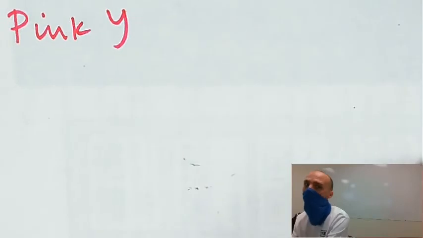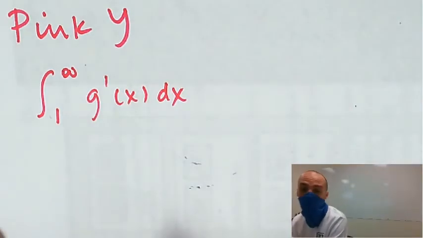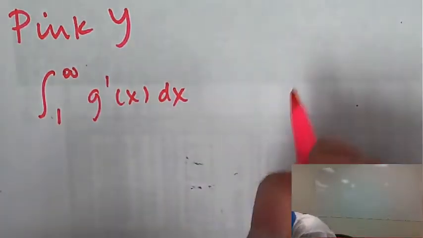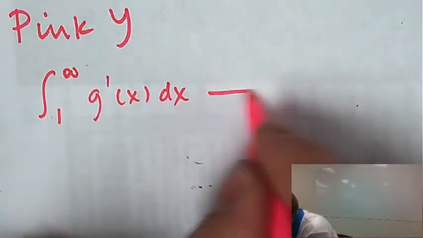All right, I'm curious. How do we do on pink Y? Because I hope we did well on it. It's a really kind way for them to ask you about an improper integral. So I'm going to start off with the integral from 1 to infinity of g prime of x dx. This is not free response, so I'm not going to go through the whole rigmarole of transforming it into a limit. I'm just going to say, all right, first step, antiderivative.